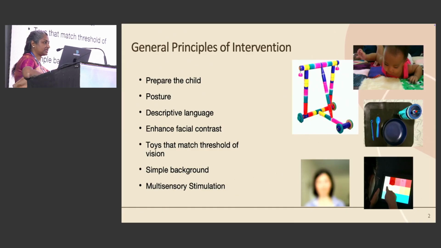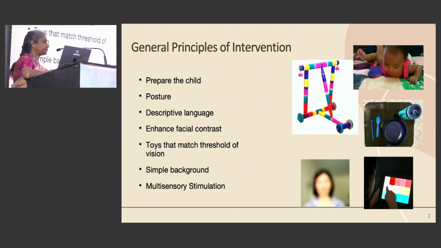For example, if the child is severely hypotonic and you are forcing the child to sit, then all the energy goes into trying to sit. So the child will not be able to keep the head up, and then the child will not concentrate on the therapy session. So you will have to give a proper posture, such as a chair where you can give support, and also give neck support if needed, and then you start the therapy for the vision.